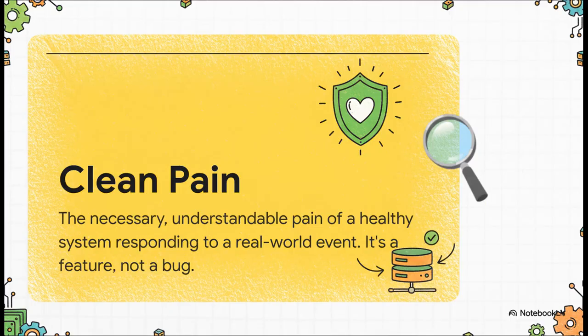First up, clean pain. This is the pain that, well, it makes sense. It's necessary. It's your healthy system responding exactly as it should. Think about grief after you lose someone, or the physical pain of a broken bone. It hurts, for sure, but it's not chaotic. It's proportional to what happened. This is not a bug in your system. It's a feature. It's proof that you're working correctly.